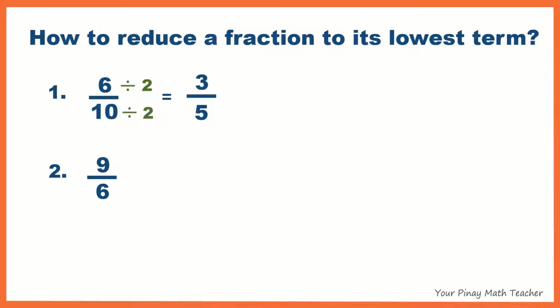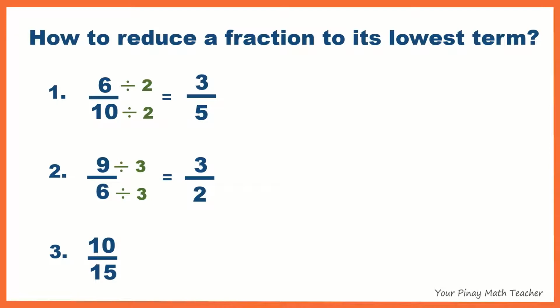Number 2, 9/6. Can you divide both by 2? No, because 9 is an odd number. So you can divide both of them by 3. And the lowest term of 9/6 is 3/2.